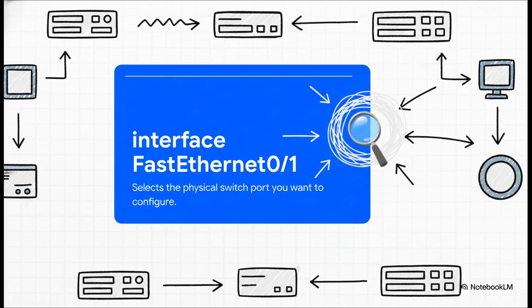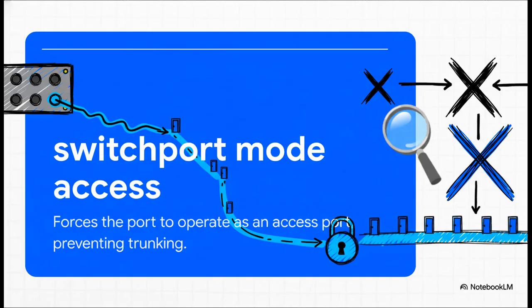All this does is tell the switch, hey, pay attention, the next few things I say are only for this one specific port. We're basically drilling down to configure just that single interface. Next up, switchport mode access. This one is key. We are explicitly defining this port's job. We're telling it, your job is to be an access port.